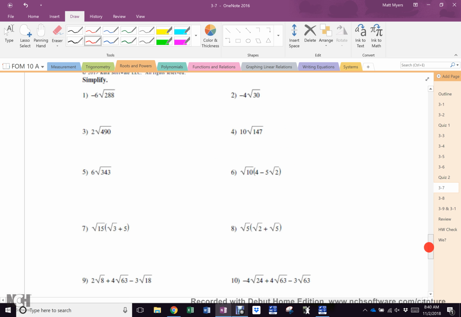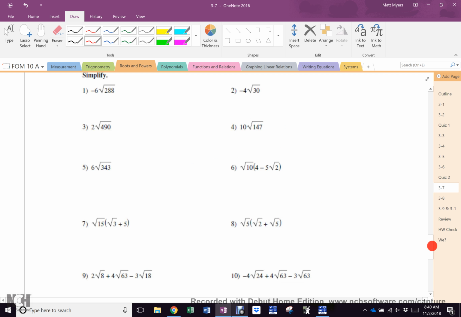I'll put the whole key up right now, okay? It'll take me a second, so either work on page 106 or just work on page 106.